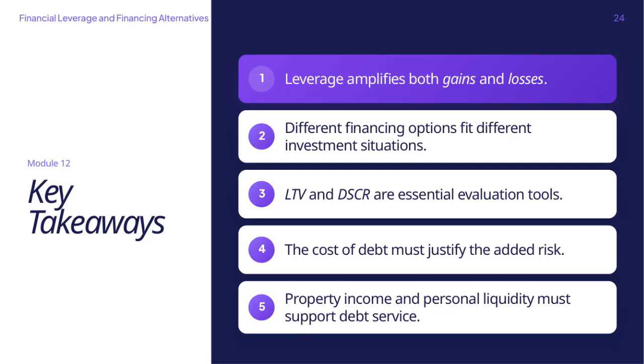Here are the key takeaways from Module 12 on financial leverage and financing alternatives. First, leverage amplifies both gains and losses. So while it can increase your returns, it also increases risk. Second, different financing options are suited to different investment situations, so choosing the right one is critical. Third, loan-to-value or LTV and the debt service coverage ratio, DSCR, are essential tools to evaluate the viability and safety of financing. Fourth, the cost of debt should be justified by the potential benefits.